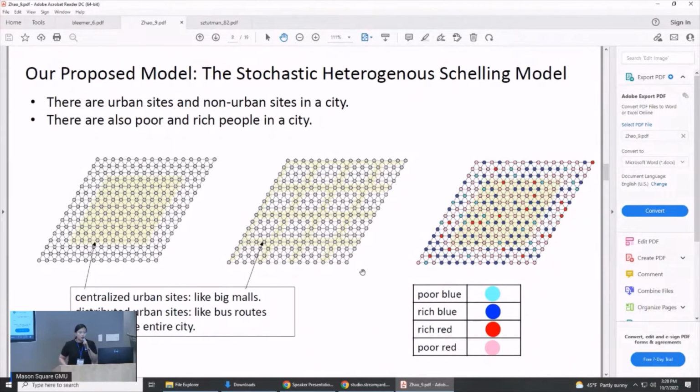So the second way that our model is heterogeneous is because we introduce another dimension. Agents, instead of just being blue or red, can also be rich or poor. In this way, now we have 4 types of agents: poor blue, rich blue, poor red, and rich red. And we use cyan and pink colors to indicate poor agents, whose colors are lighter compared with dark blue and dark red.